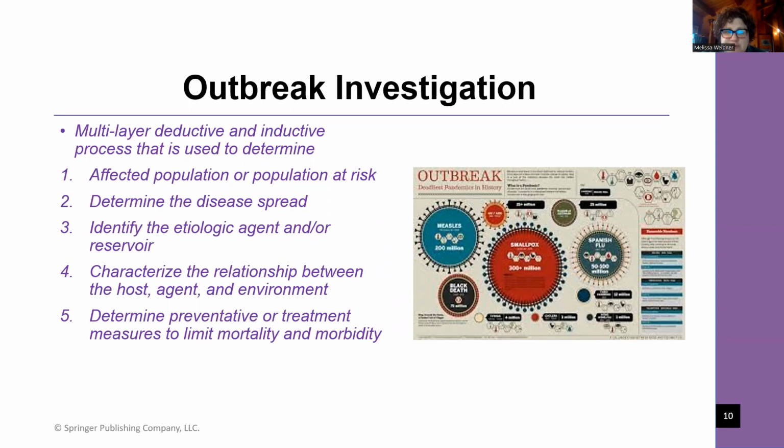And some of the first things we're going to look at are the affected disease population or the population at risk. We're going to determine the disease spread. We're going to look at the agent that caused it or the reservoir where it lives. We're going to characterize the relationship between the host, the agent, and the environment. And we're going to determine the preventative or treatment measures to limit mortality and morbidity.